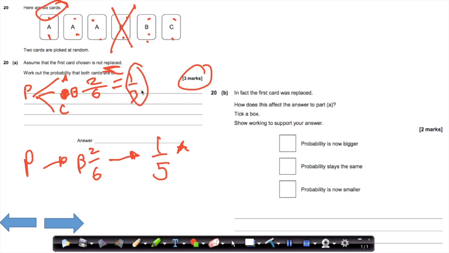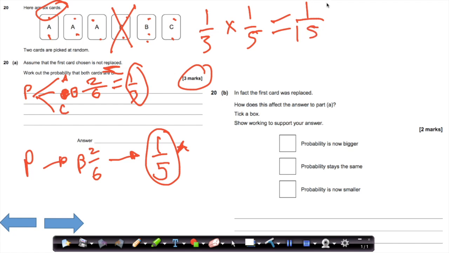So the probability of both of them being picked is 1/3 multiplied by 1/5, and if you write that down, you get your second mark. And if you work out that 1 times 1 is 1 and 3 times 5 is 15, that is your third mark. So a third or 2/6 gives you 1 mark. Writing down a third times a fifth gives you the second, and the answer gives you the third.